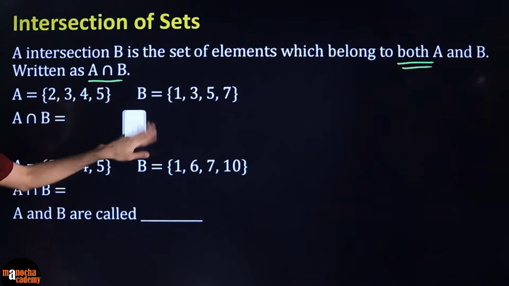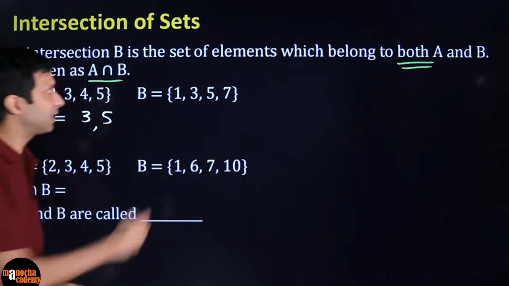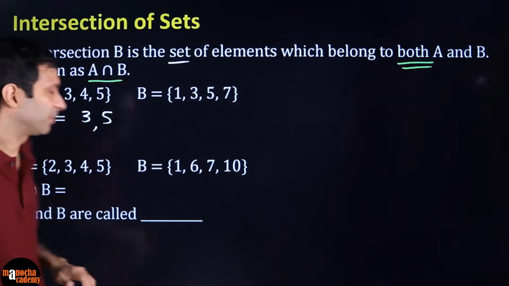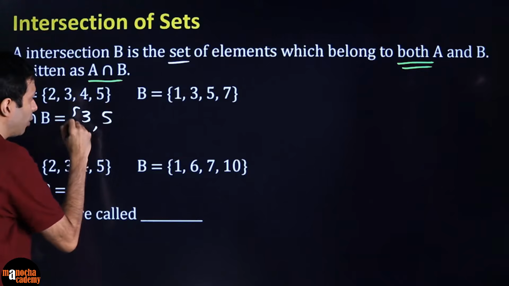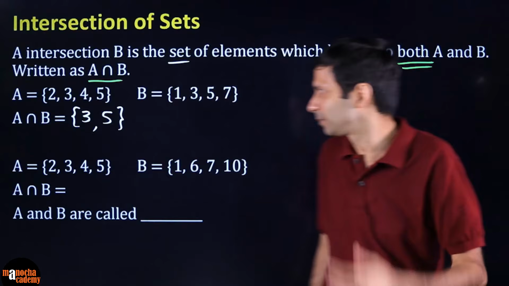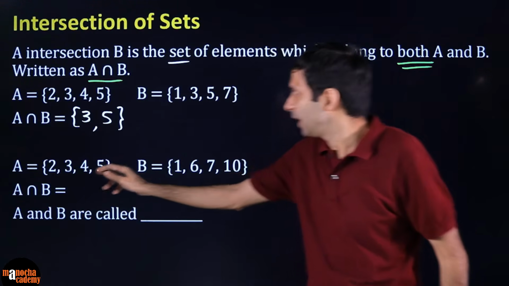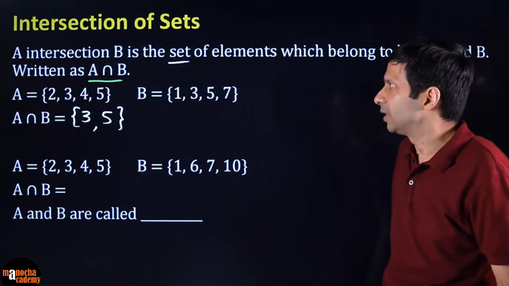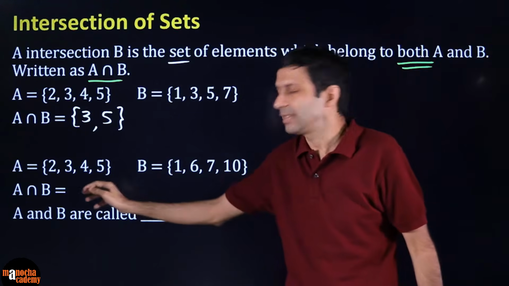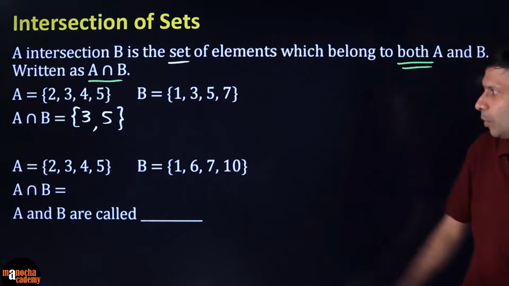Please don't write the answer just as 3, 5, because A intersection B is the set of elements which belong to both A and B. Okay, so we are going to write it as 3, 5 within the curly braces, because that represents a set for us here. Clear? Now let's take a look at another example. We have A as 2, 3, 4, 5 and B is now 1, 6, 7, 10. What is A intersection B going to be in this case? What do you guys think? In the second example, what is it going to be?